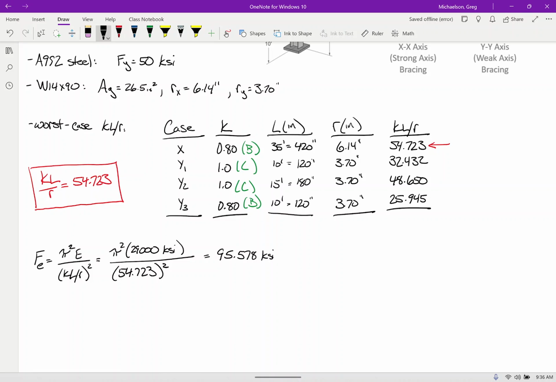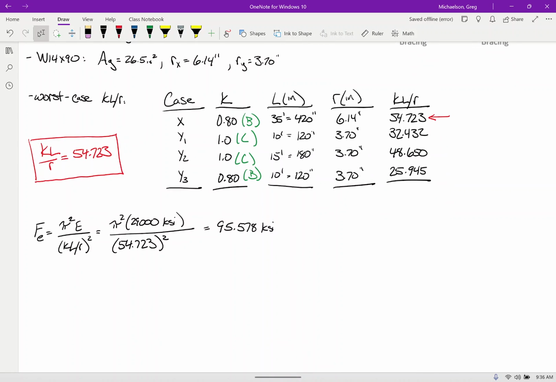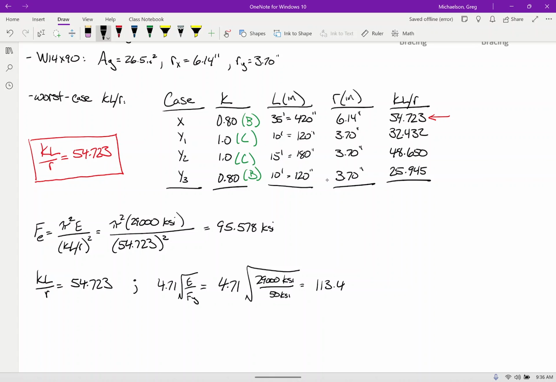Now, FE is not the capacity. FE is just a term used to compute the capacity. And how does that work? We take KL over R, and we compare it against something. Do you remember what we compare it against? 4.71. There you go. Okay, and what do we get here? This one I'll do for you, but the next one I want you to do. This one will get 113.43.